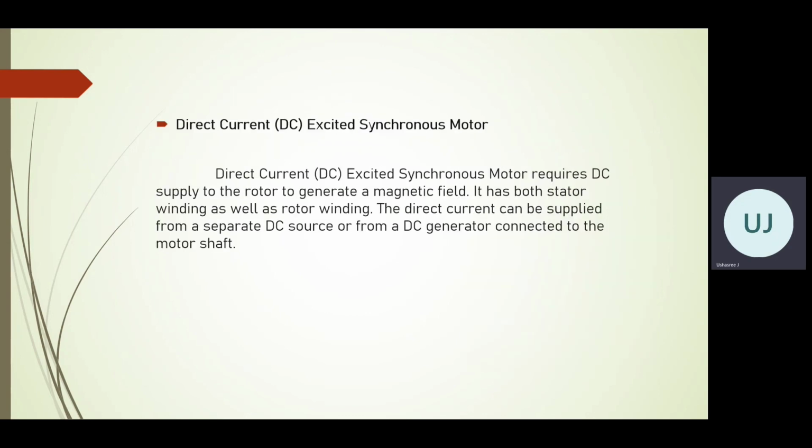And last is the direct current excited synchronous motor. These motors require a DC supply to the rotor to generate a magnetic field. It has both stator winding as well as rotor winding. The direct current can be supplied from a separate DC source or from a DC generator which is connected to the motor.